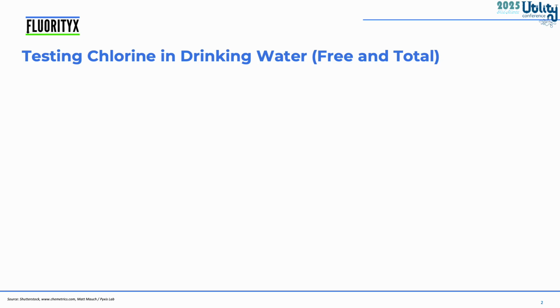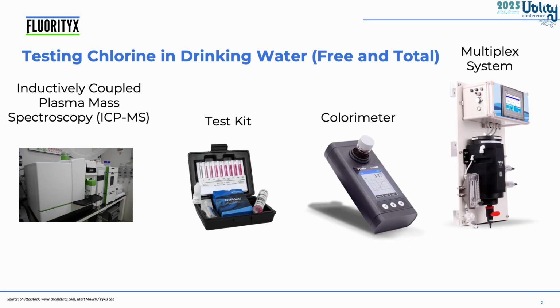I wanted the framework to be valid across multiple situations, so I thought I'd start with something that is commonly measured in drinking water systems: free and total chlorine. Chlorine is a very important chemical in drinking water systems, and there are many ways to measure both free and total chlorine. Here's an example of 4 different systems that I've discovered: ICP-MS, a lab-based instrument, a common test kit, a colorimeter, and a multiplex system. This system here measures pH, free chlorine, flow rates, you get the idea.